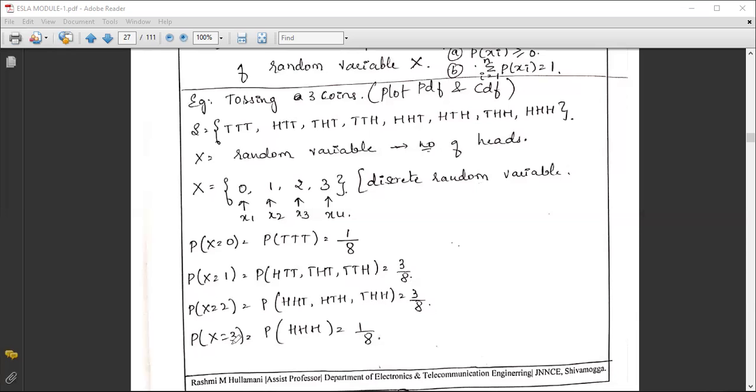And the probability of x equal to 3, the outcome having 3 coins facing heads. Only one outcome is there, that is HHH. The probability of HHH is 1 by 8. Summing these probabilities, 1 by 8, 3 by 8, 3 by 8, and 1 by 8 gives 8 by 8, which is equal to 1. The maximum probability is 1.